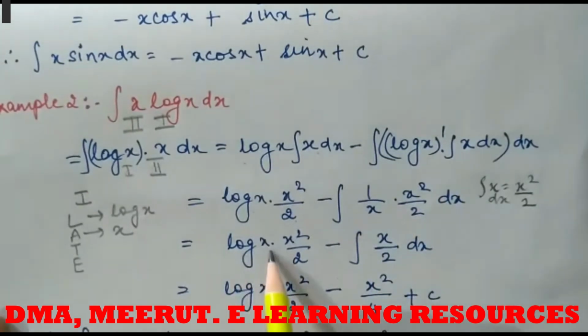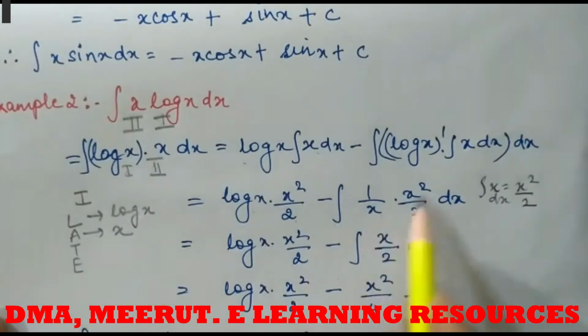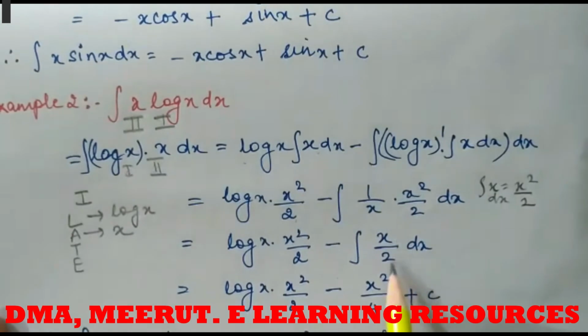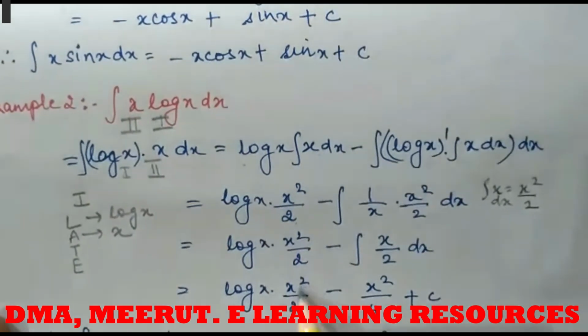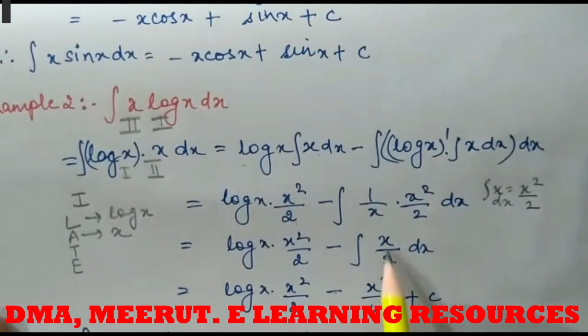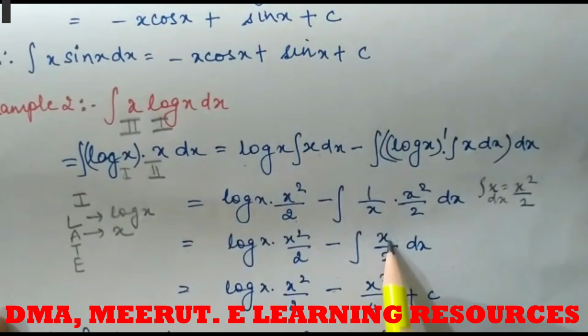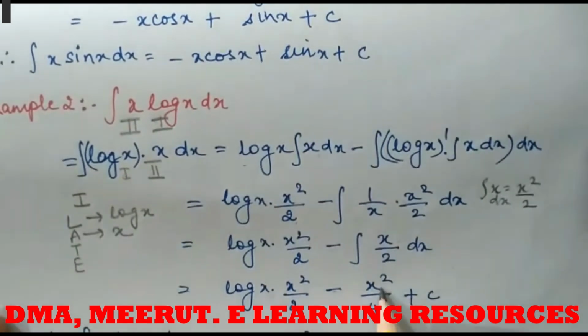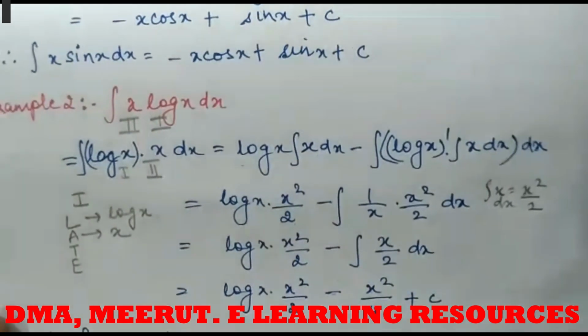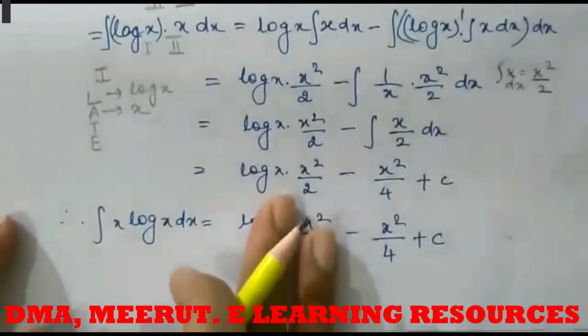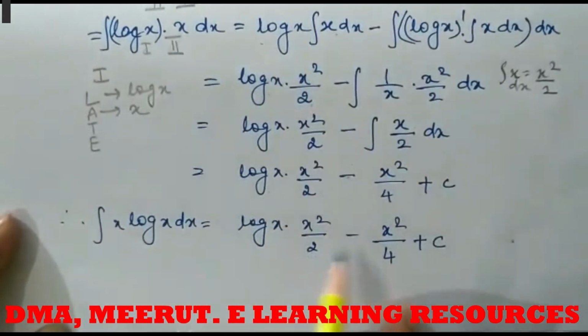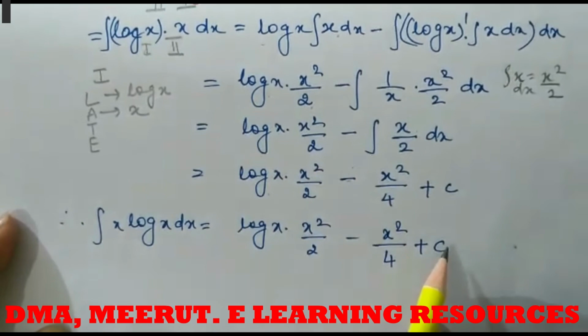Next step, log x into x square upon 2 minus integration of, when we solve this expression, x and x get cancelled. So we are left with x upon 2 dx. This gives log x into x square upon 2 minus, integration of x is x square upon 2, so this becomes x square upon 4. Final answer will be log x into x square upon 2 minus x square upon 4 plus c.